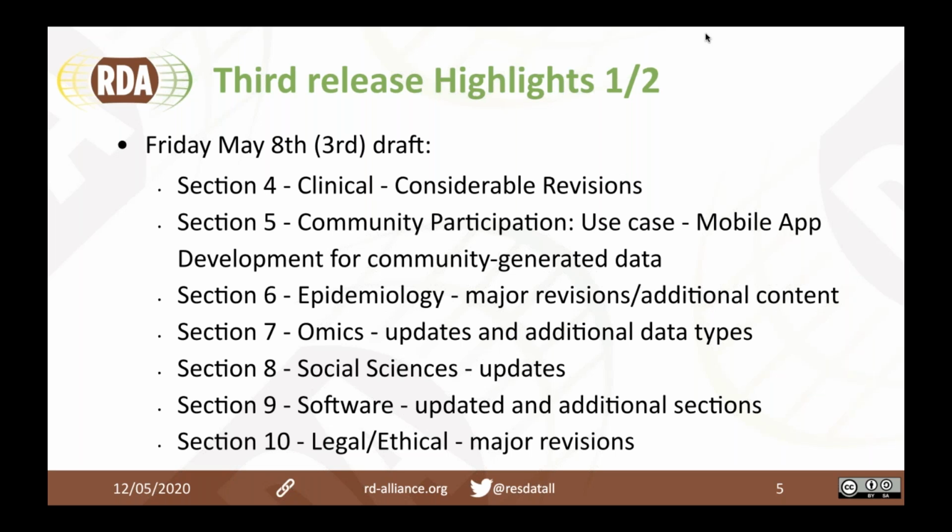So just a few highlights of the third release that went out. We've been following the same structure for the first three releases. So the one that went out on Friday, you're going to hear more detail about these from each of the subgroups. The clinical section had considerable revisions. The community participation group created a use case, which is, I think, a nice addition to a longer document like this, on mobile app development for community-generated data. Epidemiology had major revisions and additional content. There were updates and additional data types added to the omics group, updates for social sciences, updates for software as well as additional sections, and then major revisions in legal and ethical.